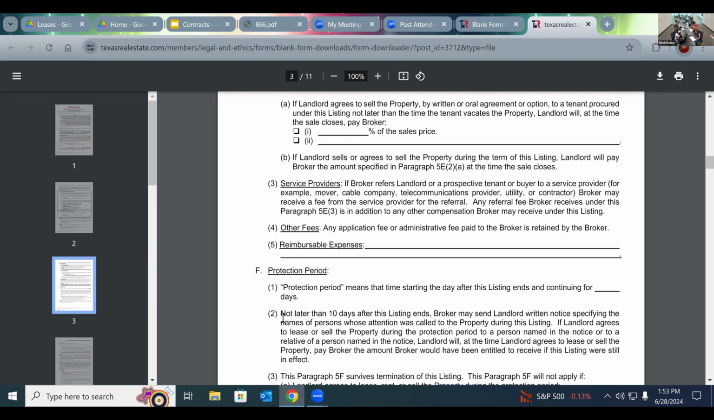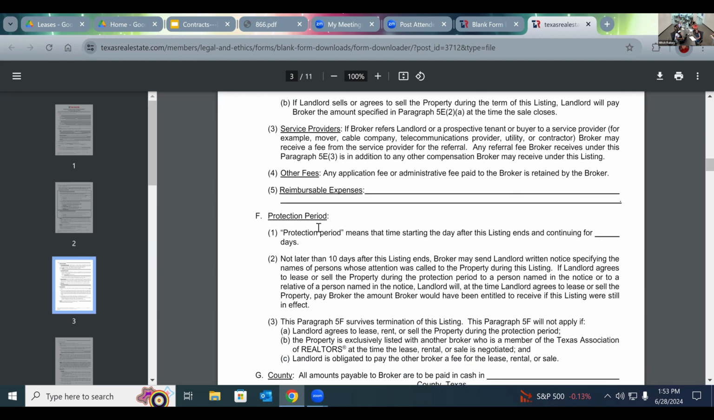Protection period. When this expires, you want to add like 60 to 90 days, which is normally what I see on here. If someone who made application comes back and rents the property, then our compensation has been earned. Within 10 days of it ending, you have to send that landlord a list of all the people that you brought to their attention. It's hard to follow up on. How are you gonna know who rented the property?